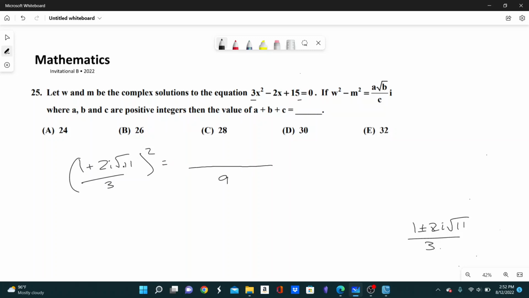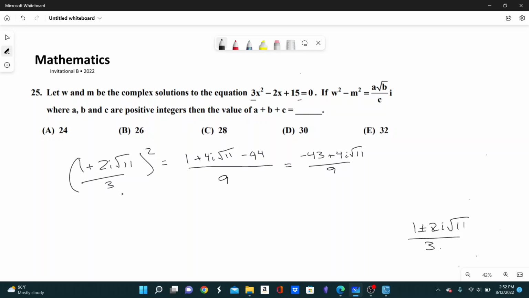And then we just have to use the distributive property on the top. So 1 squared, that's 1. And then the next step is to multiply these two terms together and then multiply that by 2. So 1 times 2i square root of 11, and then times 2, that's 4i square root of 11. And then I take this term and square it. So 2i square root of 11 squared is going to be negative 44. And so together that's going to be negative 43 plus 4i times the square root of 11 divided by 9.